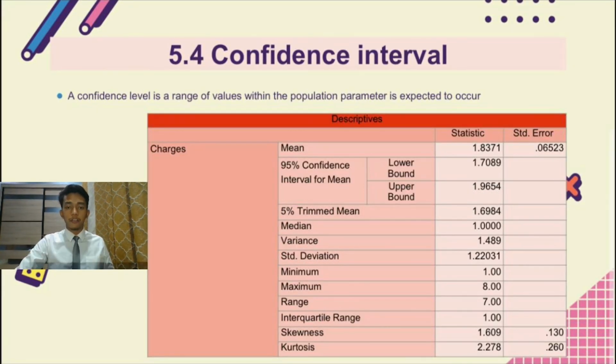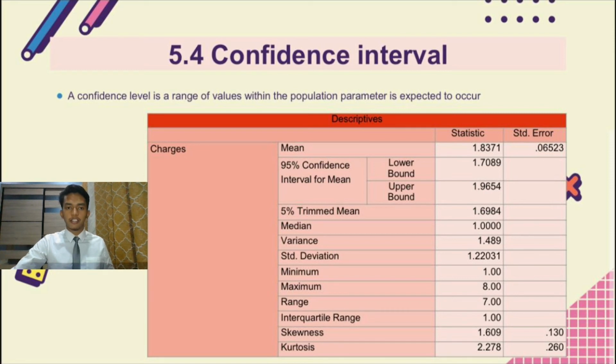And lastly, a confidence interval. A confidence interval is a range of values within which the population parameter is expected to occur. The 95% confidence interval can be related to the confidence level. Based on our result of SPSS above, the upper boundary and the lower boundary are 1.9654 and 1.7089 respectively.